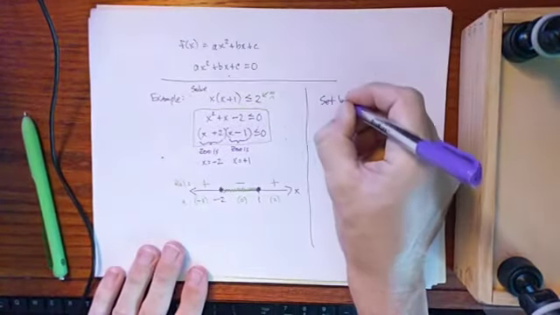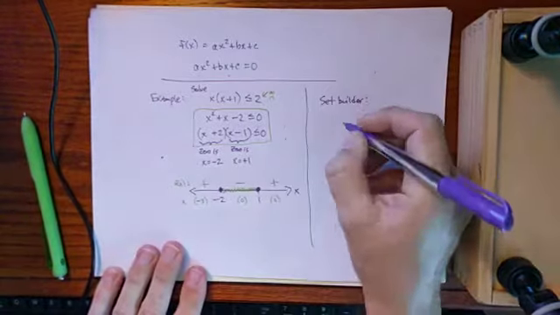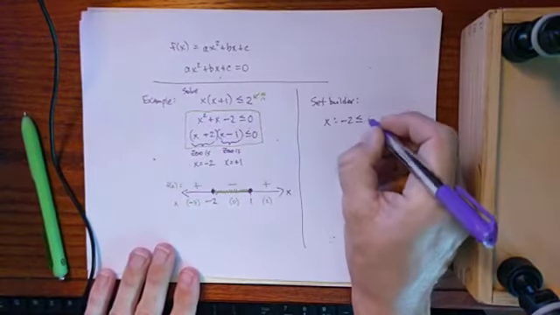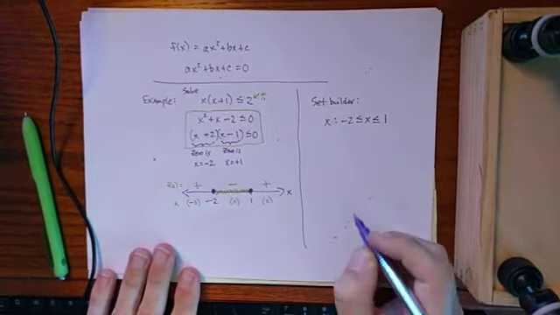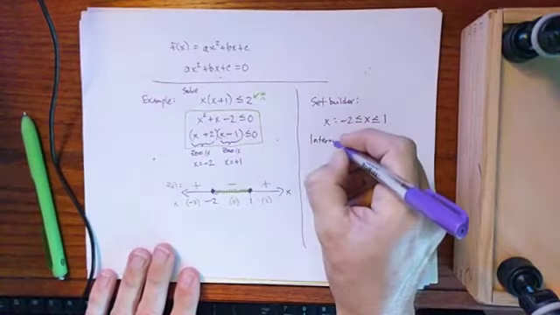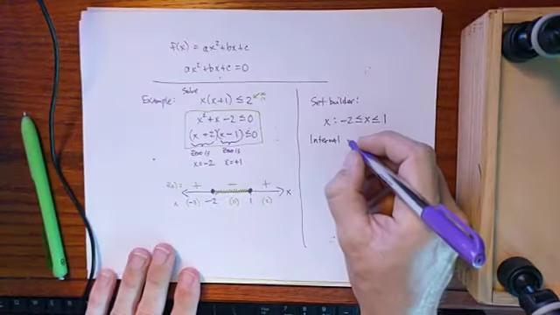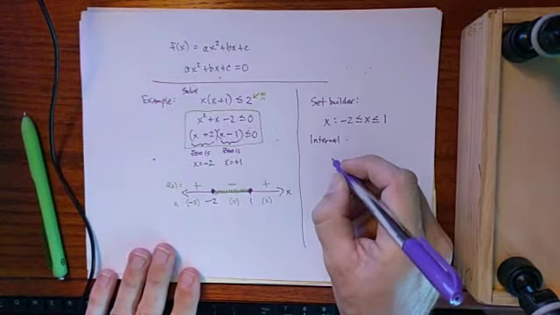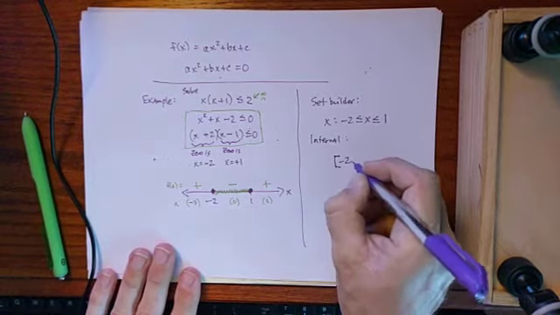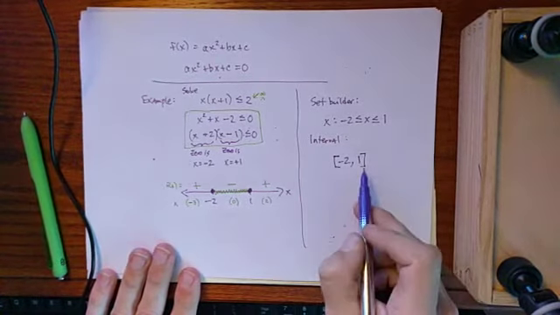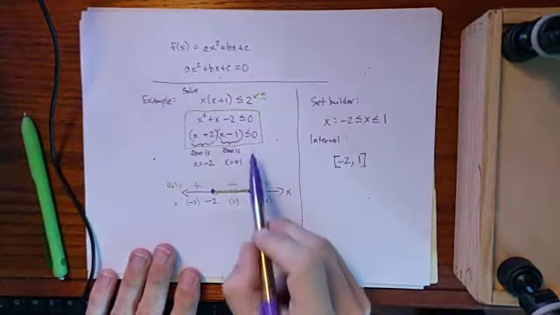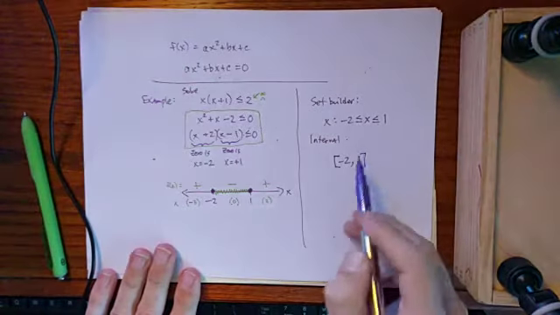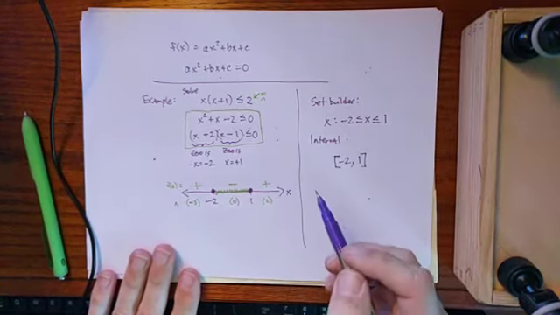In set builder notation, I'd say that the solutions are x such that negative 2 is less than or equal to x is less than or equal to 1. In interval notation, and you're certainly familiar with that by now if you're watching this video, the interval would be from negative 2 bracket to positive 1 bracket. The reason the brackets are there is because these are equal. If this was strictly less than, these would both be open circles, and these would both be parentheses. So just watch out for that.